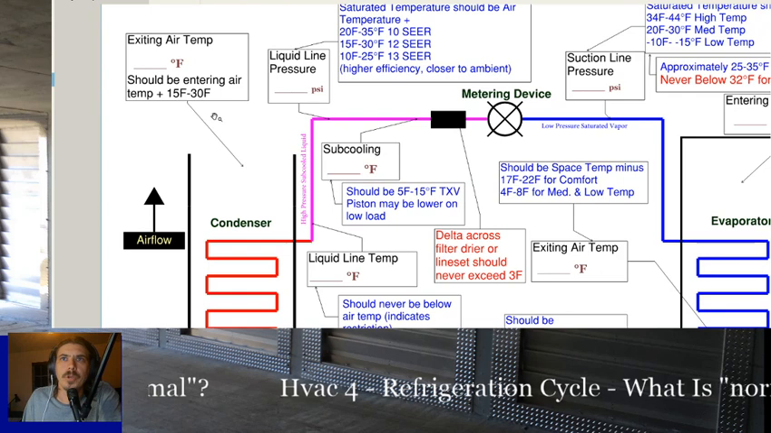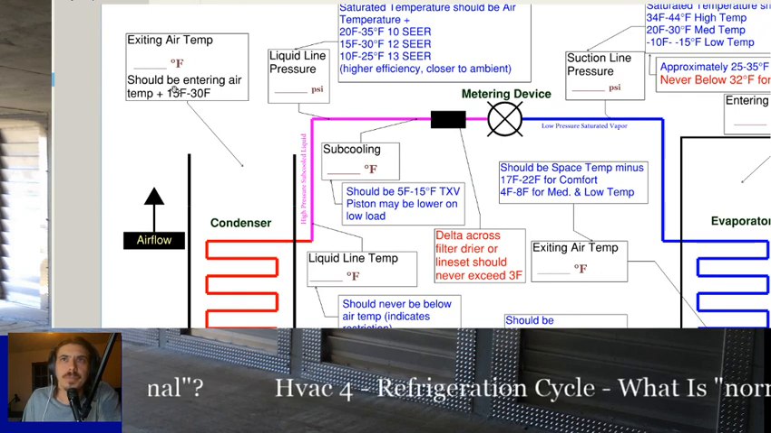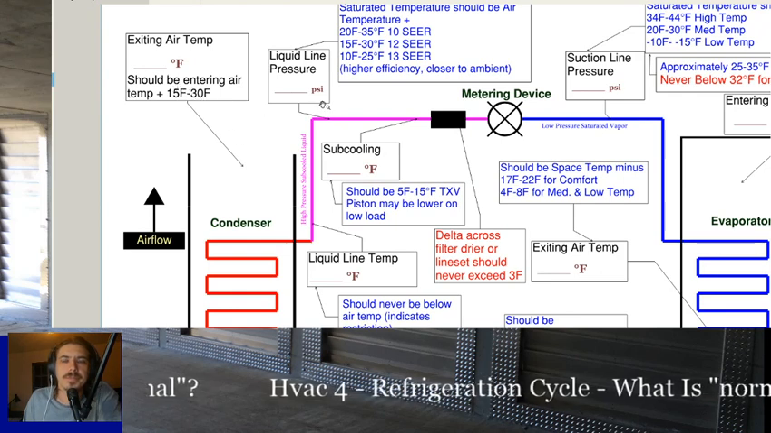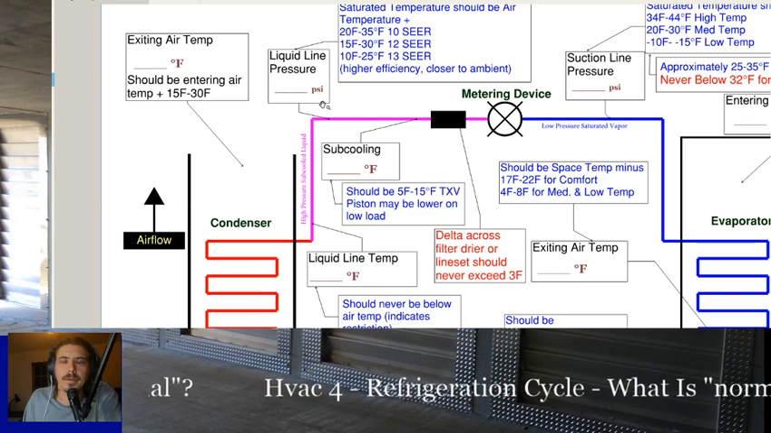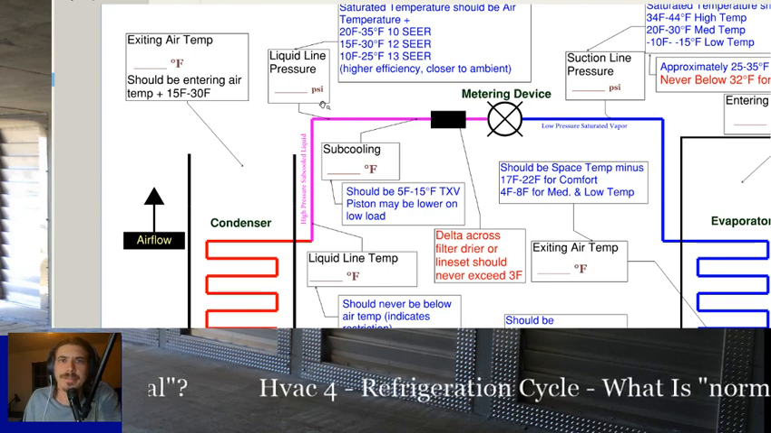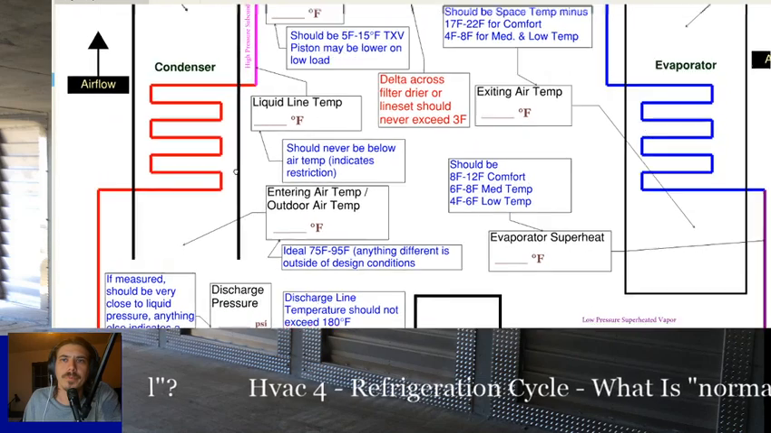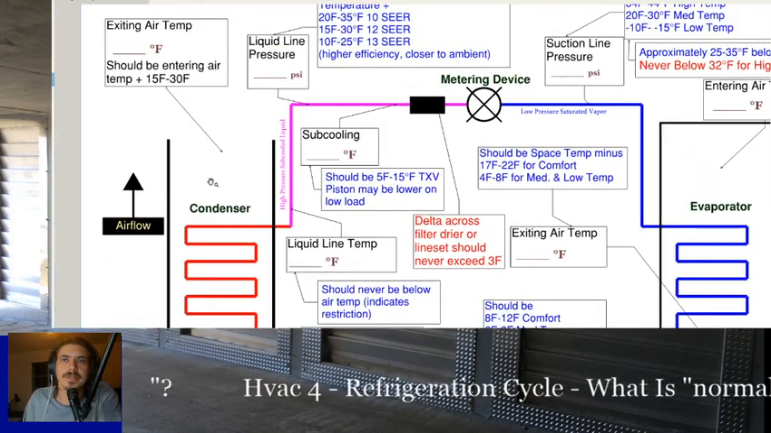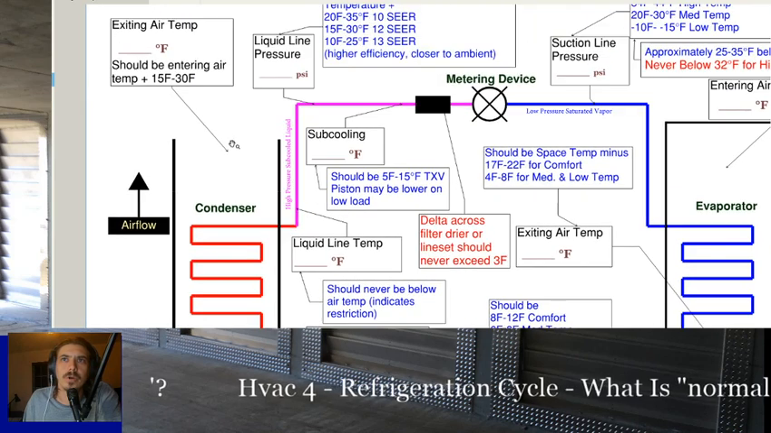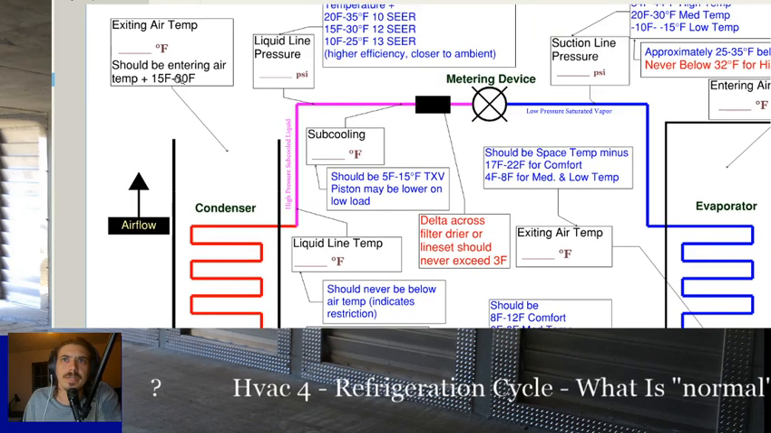Your exiting air temp should be the entering air temp plus 15 to 30 degrees. Why? Because you should be giving off heat to the air. So you take the entering air temp of your condenser and the exiting air temp, and that will tell you, okay, I'm giving off heat because I have a heat rise through it.